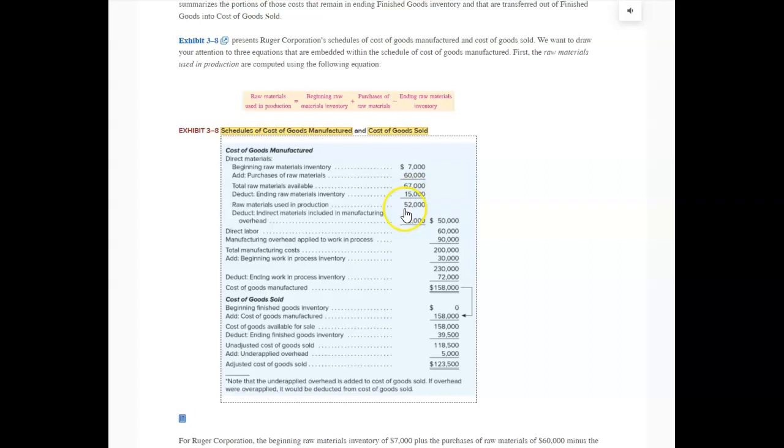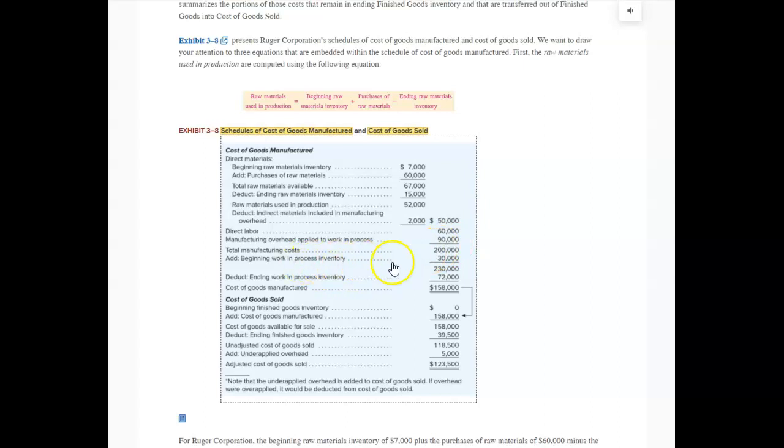Of the 52, if you remember, $2,000 went to manufacturing overhead. So that's down in the manufacturing overhead number, which really is right in through here, the 90. But anyway, you take out the part that's indirect, that leaves us with $50,000 of direct materials. So we saw those numbers earlier. You have $50,000 direct materials issued to production. Direct labor, we know is 60. Overhead we applied was 90. Add all these, we get total manufacturing cost for this month, $200,000.